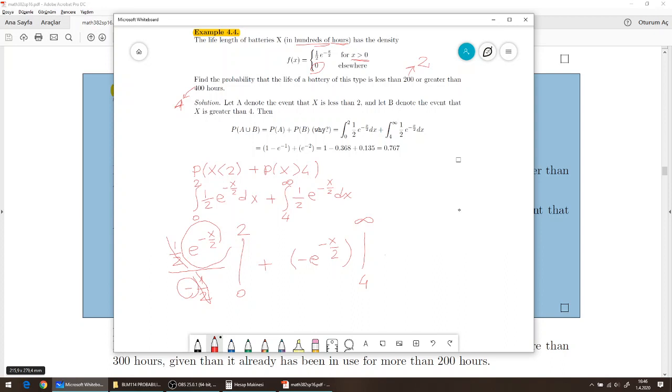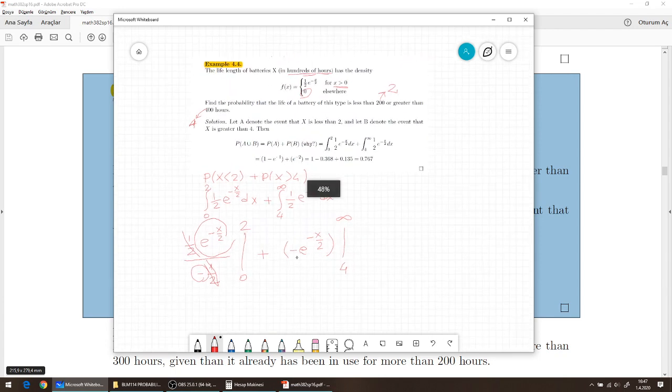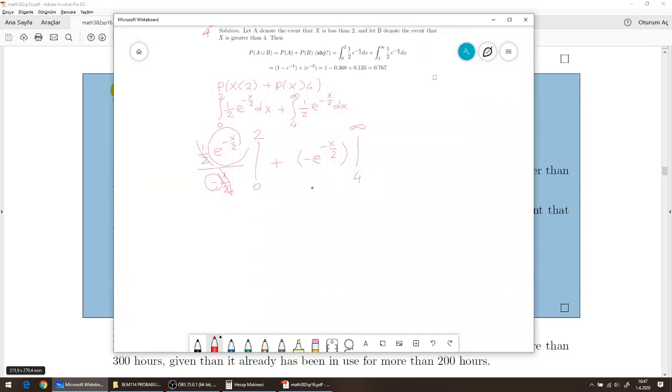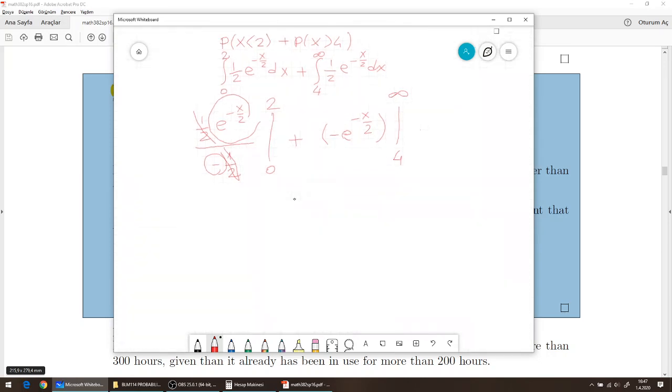So, yes. How should we solve it? It is minus e power, put 2, minus 1, minus e power 0, plus minus e power minus infinity, minus e power minus 2.